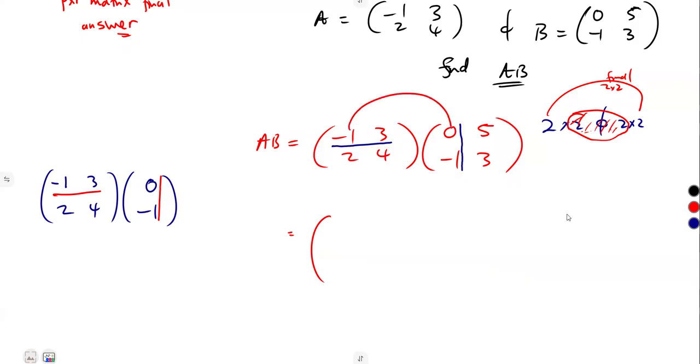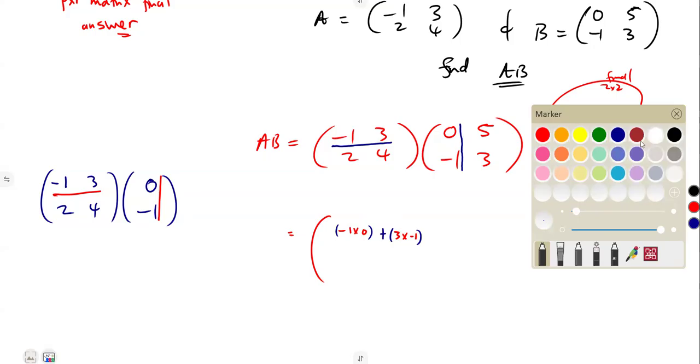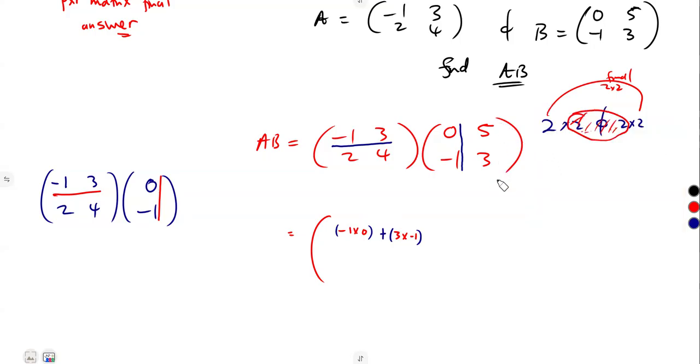So negative 1 is going to multiply 0. Negative 1 times 0. Whatever we get here, we are supposed to add, because we still have 3 in that row. Just like before, 3 multiplying negative 1. But because there is another column in the second matrix, once we are done with this column, the same row is going to affect the second column.